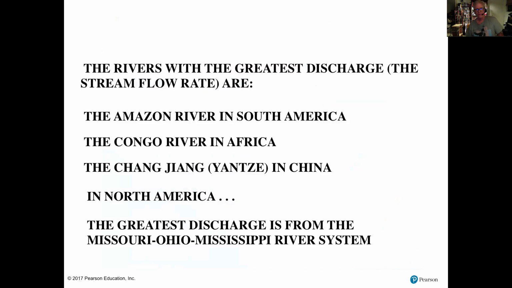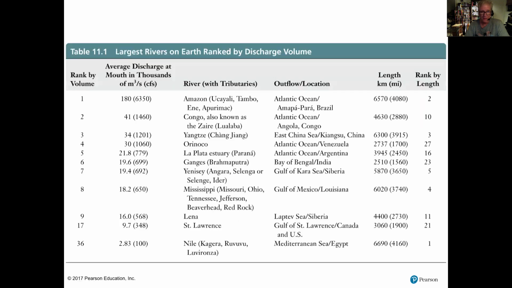So here are the rivers with the greatest discharge: Amazon, the Congo, and the Changjiang or the Yangtze in China. In North America, the greatest discharge is the Missouri, Ohio, Mississippi river system. And so that's kind of what it looks like. So notice here that the Nile is the longest river by far, but its discharge is very low. It's only 100 cubic feet per second, that's because it's such an old river.